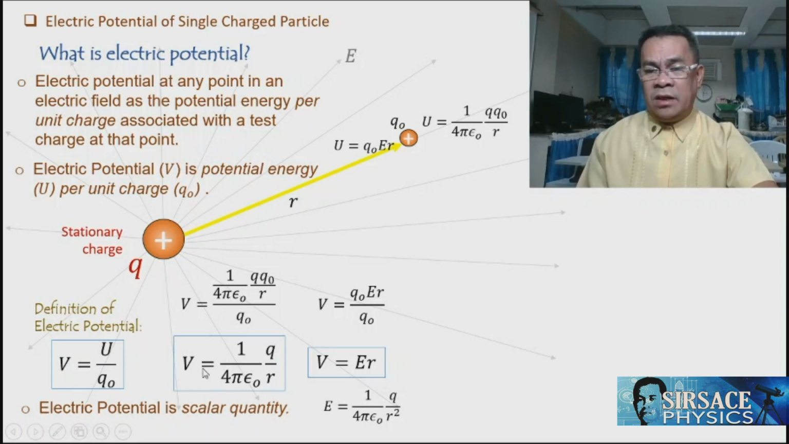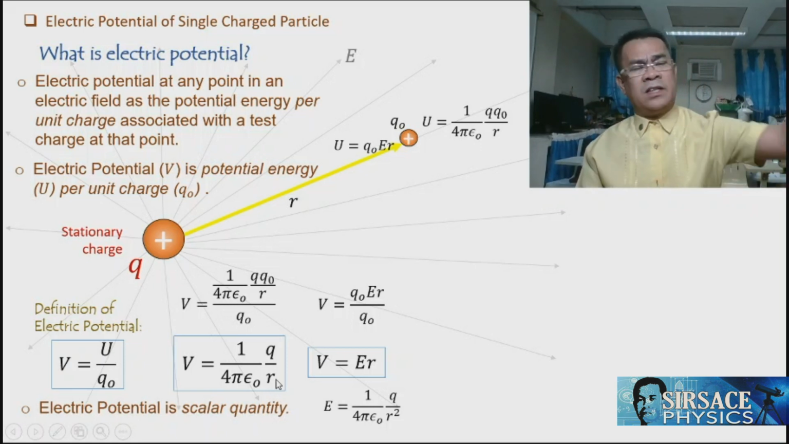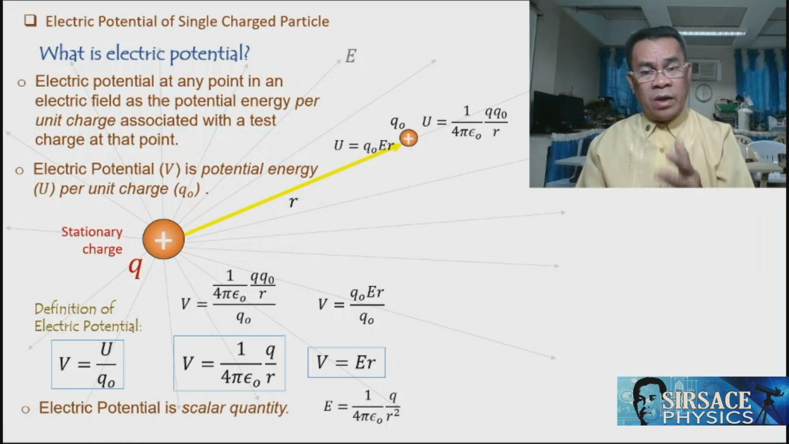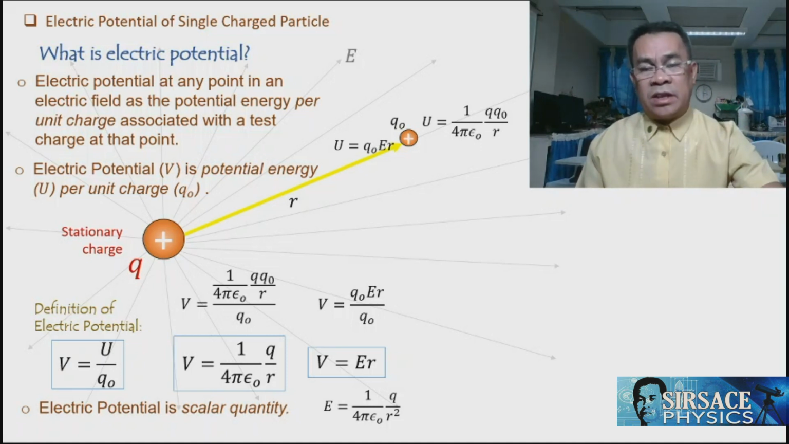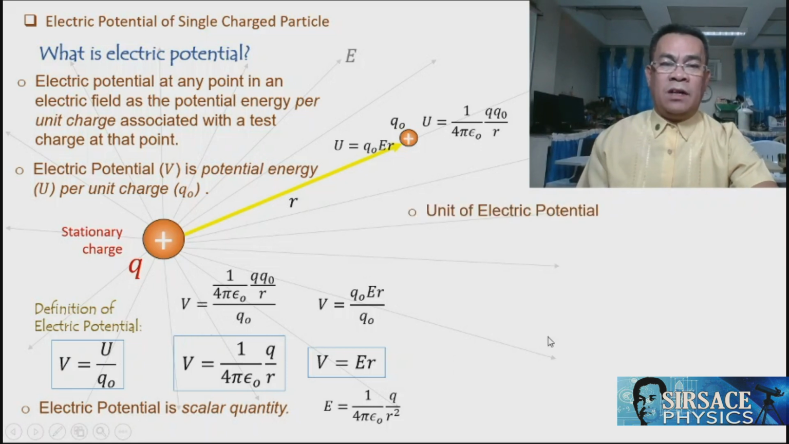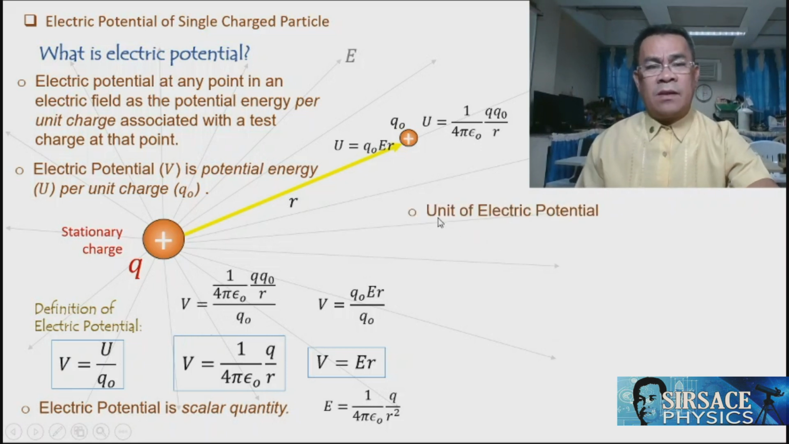The only way that the electric potential becomes zero is to have the greatest or maximum or an infinite value of R. So if you have a very long or very far distance away from the charge, the potential is zero. Okay? Now the next question is, what is the unit?